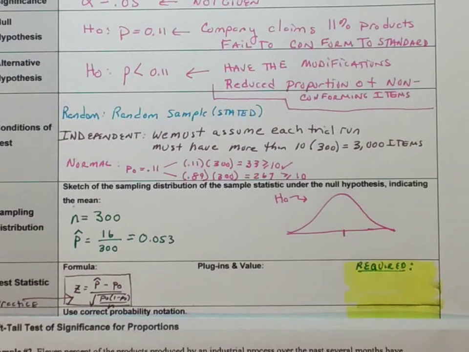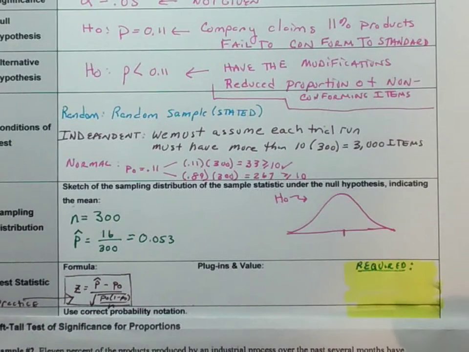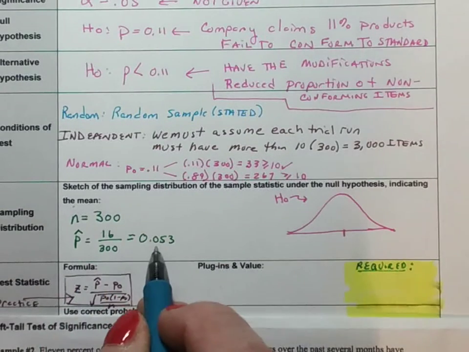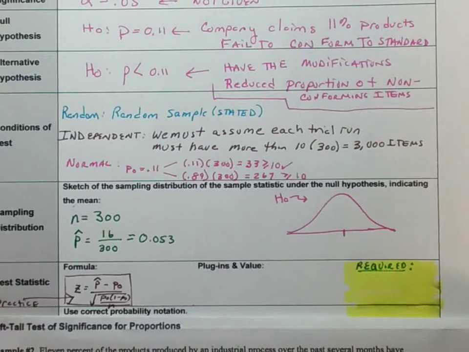So now, this is the part where if you are rushing, then you can take some shortcuts. And if you have time, you can do it the long way. But you need to know how to do it the long way because you're going to get multiple choice questions. And so you want to be prepared for those. So we had a sample of 300. Our p hat was 0.053.